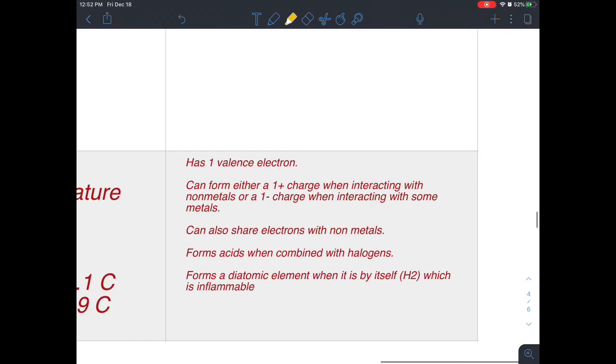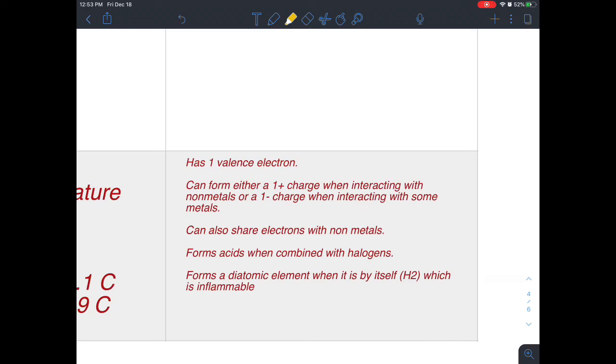So we know that hydrogen has 1 valence electron, and its most common form would only have 1 proton and 1 electron. So the most common isotope doesn't have a neutron. It is capable of forming either a 1+ charge when it is interacting with some of the nonmetals, or a 1- charge when it interacts with some of the metals. So for example, if we put calcium with hydrogen, it'll form calcium hydride, and that has a formula of CaH2. But if we put hydrogen with something like fluorine, it forms HF. So again, it just kind of depends on what it's reacting with, what charges it can potentially form.